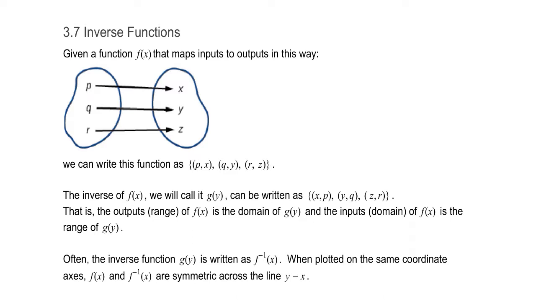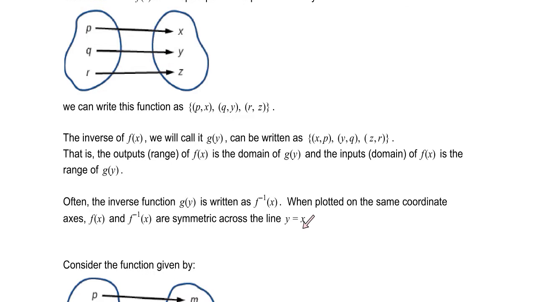Often the inverse function g of y is written as f to the negative 1 of x. That does not mean 1 over, that's not a negative exponent, that indicates that it's the inverse, which is a very strange notation, but we have to deal with it. When we plot f and f inverse on the same coordinate axes, they are symmetric about the line y equals x, which makes sense because the x and the y are interchanged in that way.